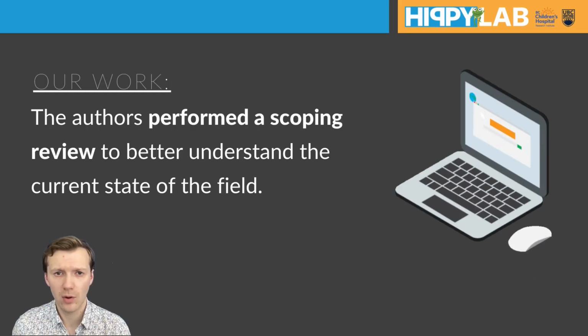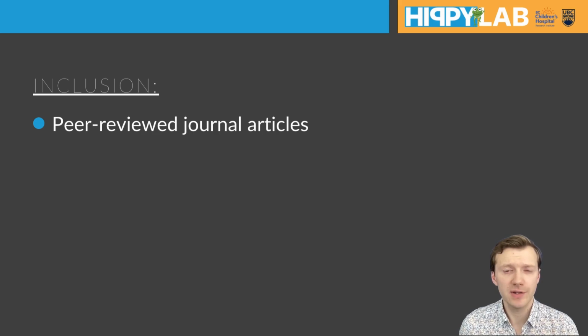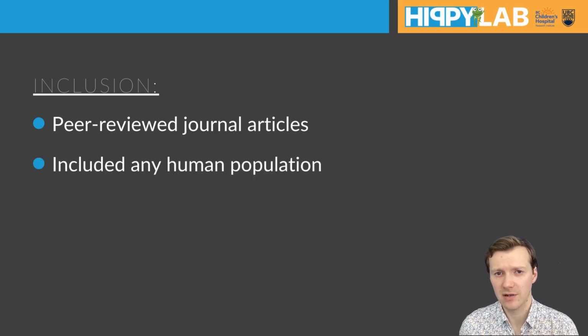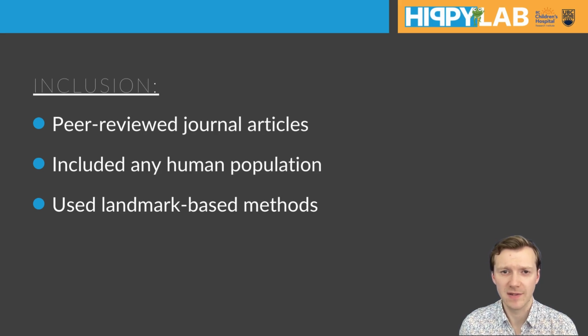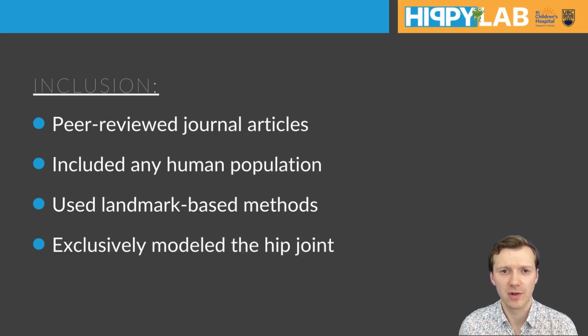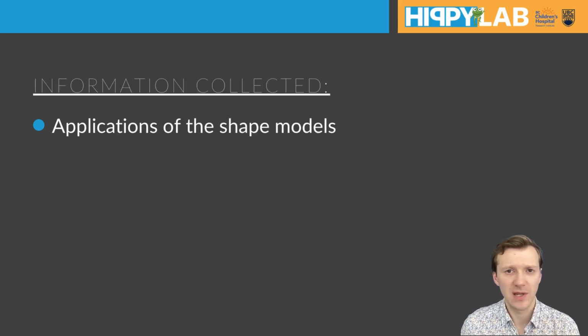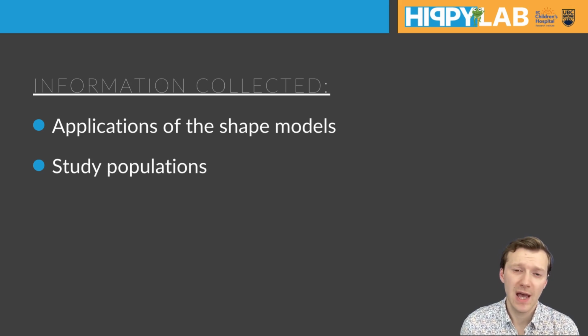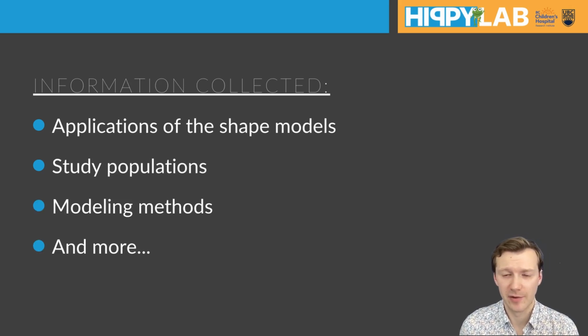So to find out more, we performed a scoping review to understand the current state of the field before starting our own shape modelling studies. We included peer-reviewed journal articles that included any human population, used landmark-based methods, and exclusively modelled the hip joint. And from these articles, we collected data about the applications of the shape models, the study populations that were modelled, and the modelling methods, and other information besides.